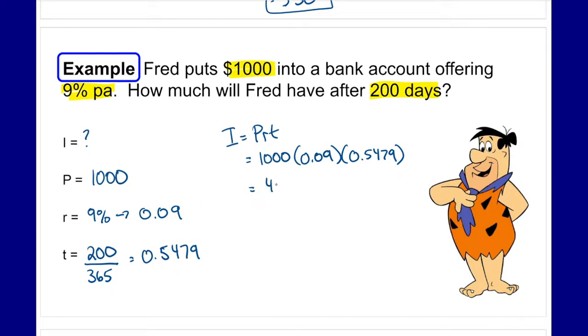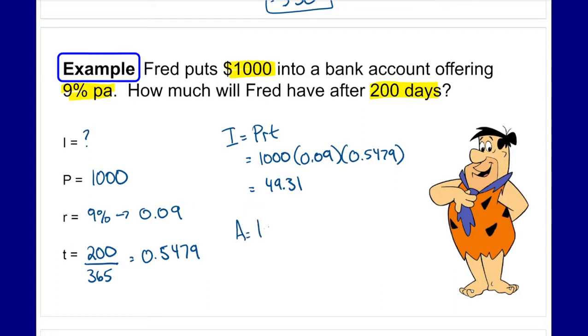We end up with 49.31. With money, we want to round our dollar amounts to two decimal places because we are looking at money again, right? So money always has two decimal places, so that's why we round there. So 49.31 is the amount of interest earned.